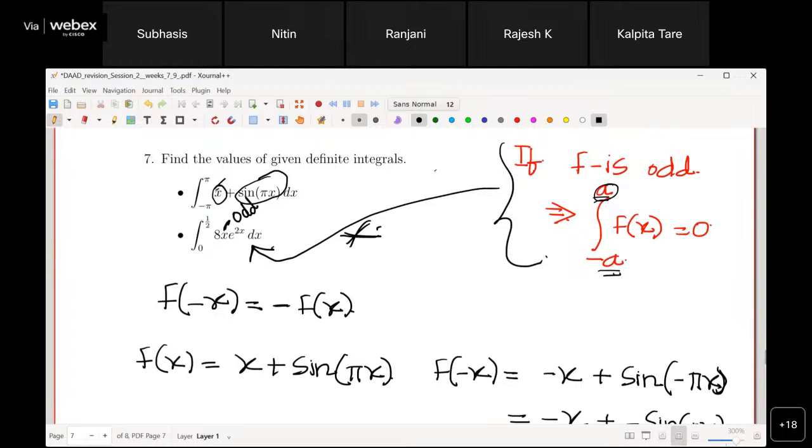Usually we say that when we multiply two odd numbers, we get an odd number. When you sum two odd numbers, you get even, right? So this one is slightly different.